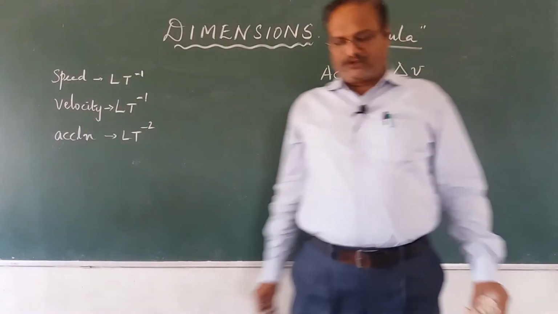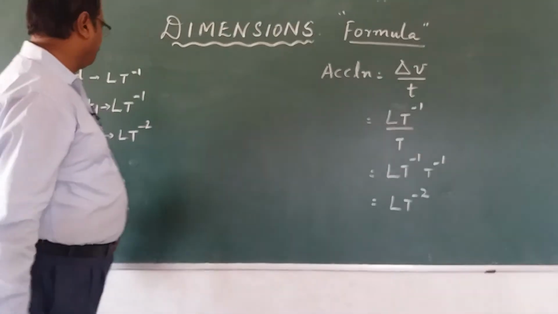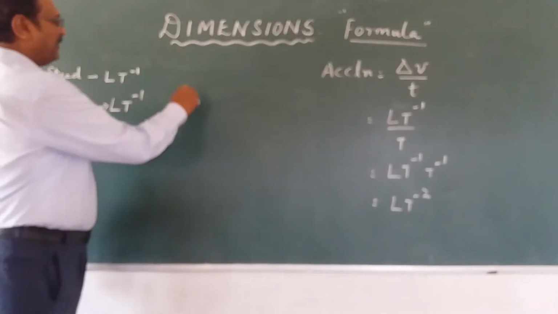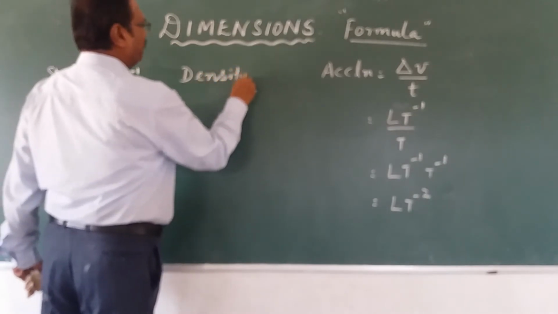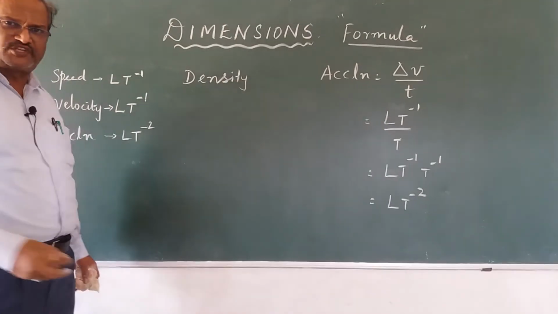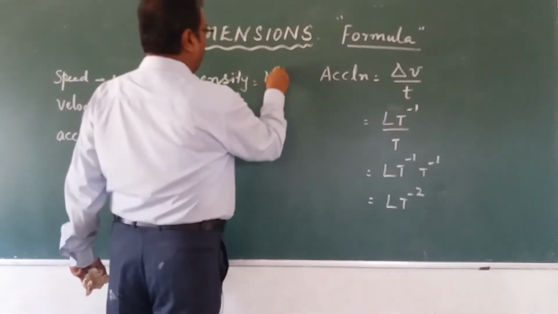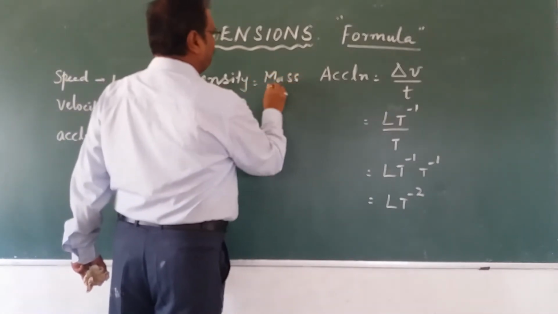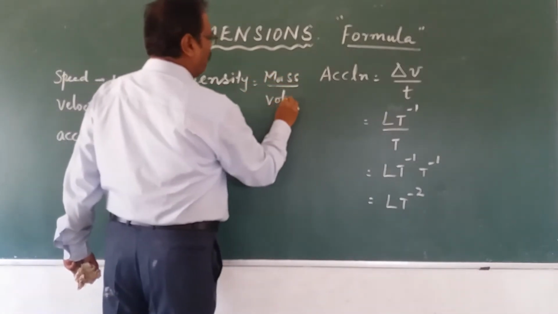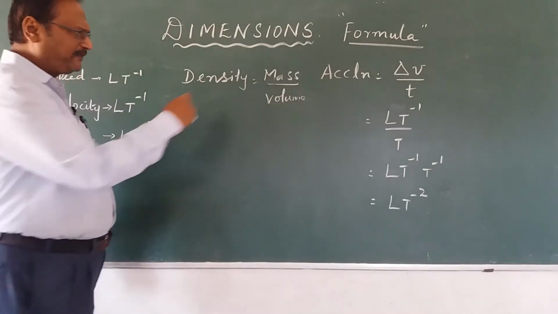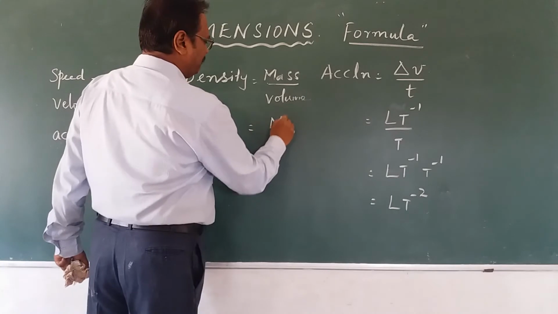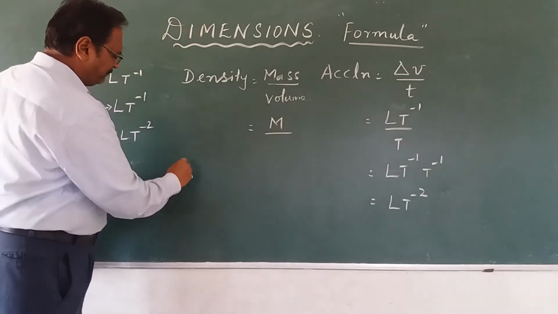Now from here I move to the definition of density. What is density? Density is mass divided by volume. Now mass, we know, is M. But what about volume? Very simple.